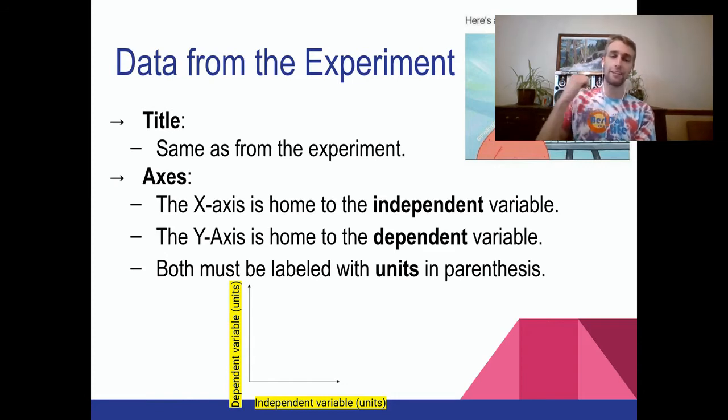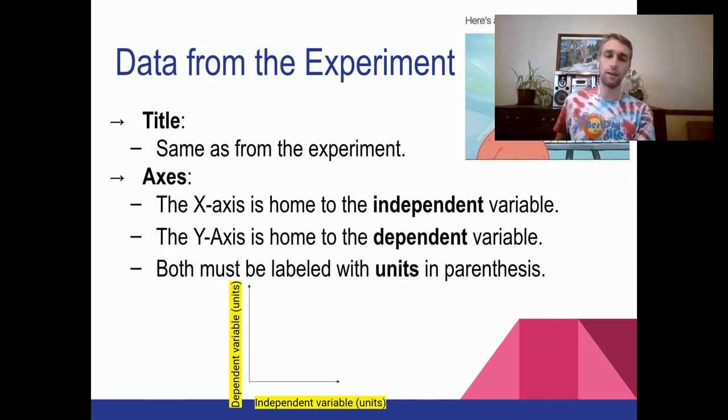Now we're going to talk about the good things to include on a graph. So for a title, every graph needs a title. You can keep it the same as the title for the experiment: the effect of blank on blank, the effect of independent variable on dependent variable. Every graph needs axes, an x and a y axis, and those axes need to be labeled. Make sure you put the variable as well as the units.